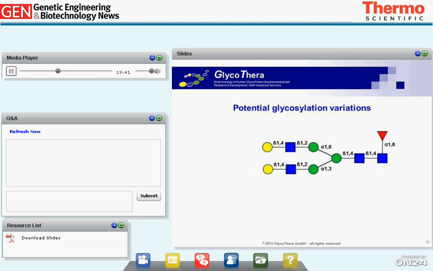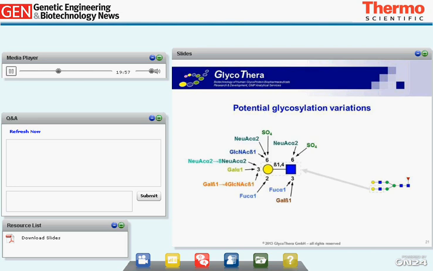I would like to demonstrate the immense variations of N-glycan structures on this diantennary complex type structure. Please be focused on the lower Gal-beta-1,4-GlcNAc antenna of this diantennary structure. These are some potential modifications of one single antenna, depending on the chosen producer cell line.